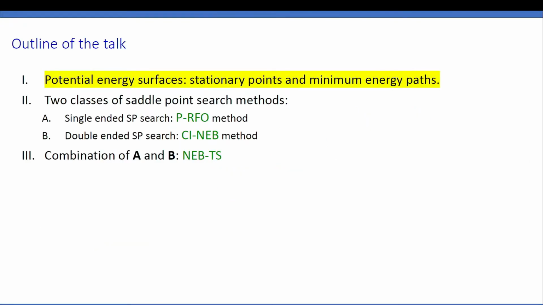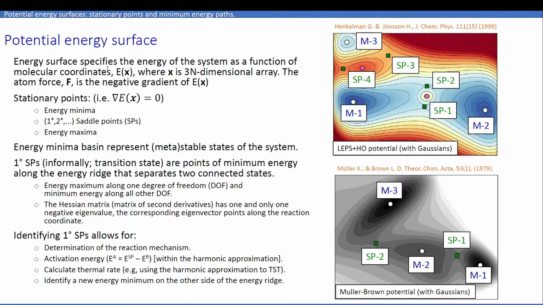The topic of my talk is methods for finding saddle points and minimum energy paths. The outline of my talk is as follows. I will start off with a brief discussion about potential energy surfaces, stationary points, and minimum energy paths. From there, I will move on to two classes of saddle point search methods, namely the single-ended and double-ended methods. These include the partition rational function optimization (PRFO) and also climbing image NEB. I will conclude the talk by discussing a new method, a combination of both A and B that we call NEBGS.